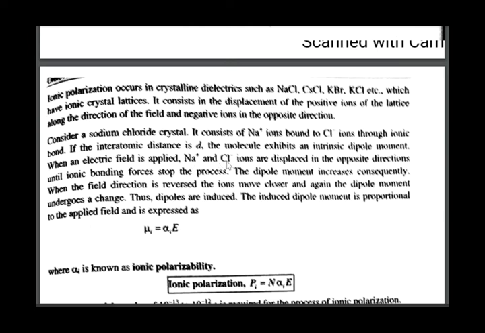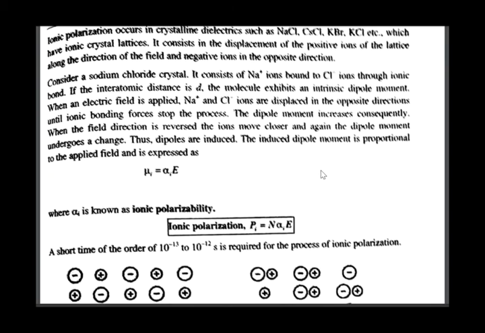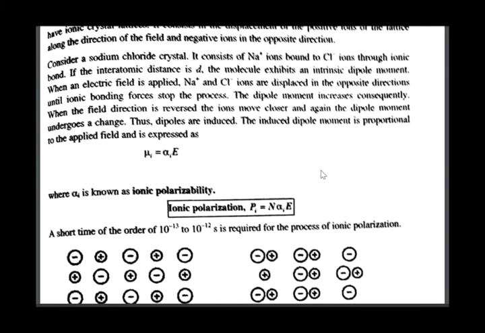That means Na plus and Cl minus gets attracted towards each other because they are unlike charges. So due to the electric field applied, they move in the opposite directions. Once the electrostatic pull is sufficient to overcome that force, the process stops. The dipole moment increases. Consequently, when the field direction is reversed, the ions move closer and again the dipole moment undergoes a change. Thus, the dipoles are induced.